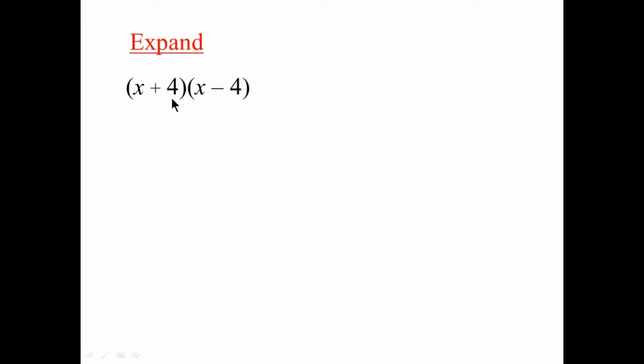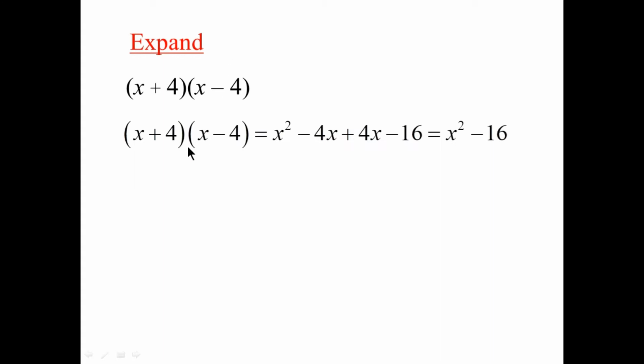First, let's see what happens when we multiply a couple of conjugates together. Conjugates are identical binomials except for the sign in the middle. So when we multiply these conjugates together, we get this. Now let's see where we're getting all of this.